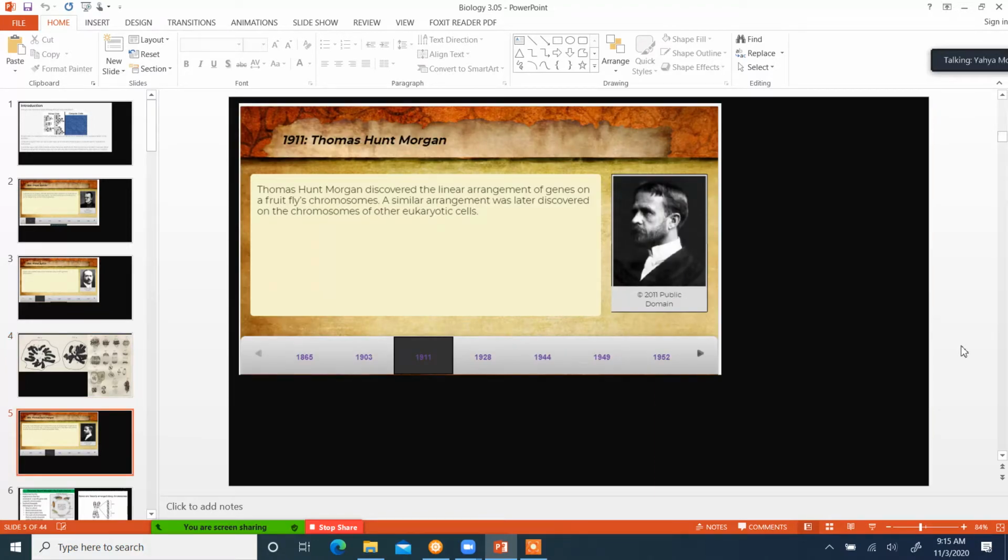This person over here, he discovered the linear arrangement of genes on a fruit fly's chromosomes. So what does that mean, the linear arrangement of genes? Linear means by a line, in a line, right? So that means there's an arrangement of genes. So what is a gene? Fariha, do you remember, like we talked about one time, what is a gene? Do you remember what this word is, genes?